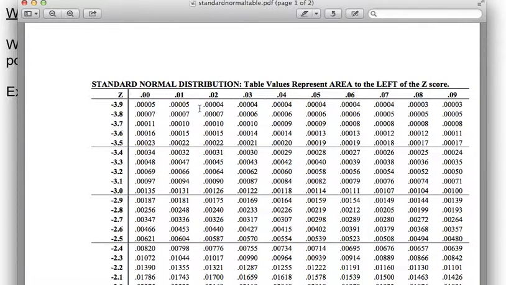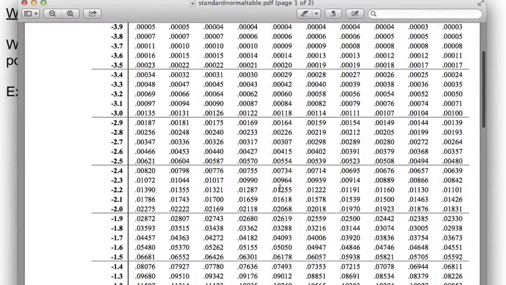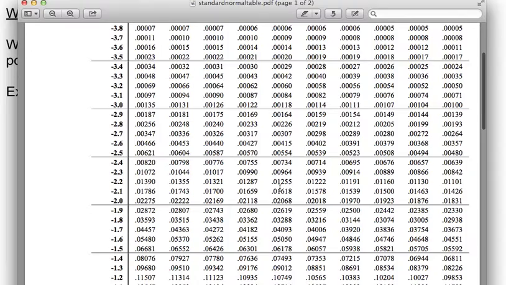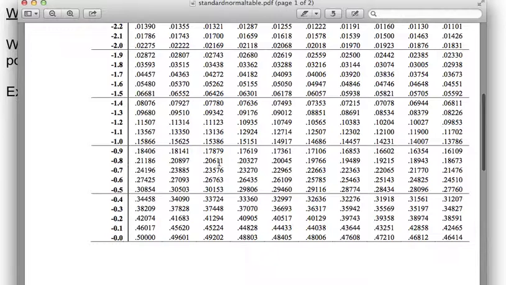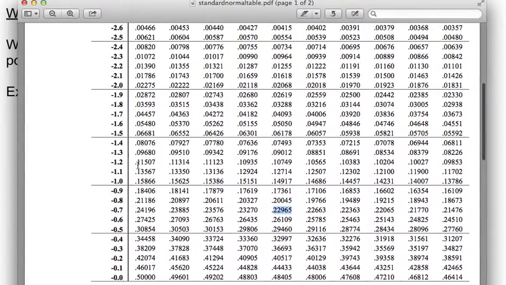So inside of the table are the probability values, and along the outside are the z-scores. So I can look for 0.22956 inside the probability table, and let's take a look here. There it is. Right? So there's our probability value, 0.22965, and that would correspond to a z-score of negative 0.74.